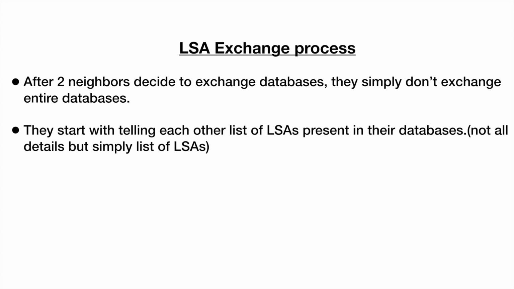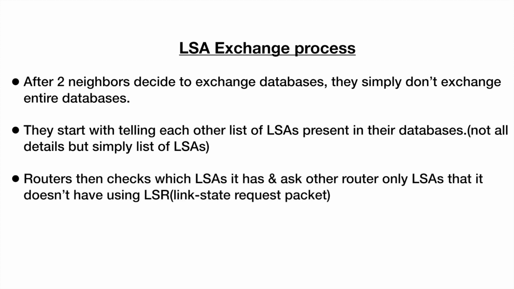That helps the neighbor router go through its own checklist and check which LSAs are missing, so it starts requesting those LSAs. The router checks which LSAs it has and asks the neighbor router only for the LSAs that it does not have, and it uses a link state request. LSAs are not packets. We talked about this: LSAs are actually considered a data structure.